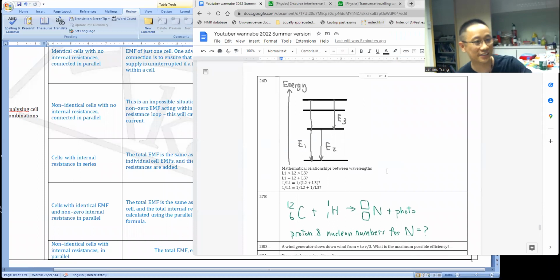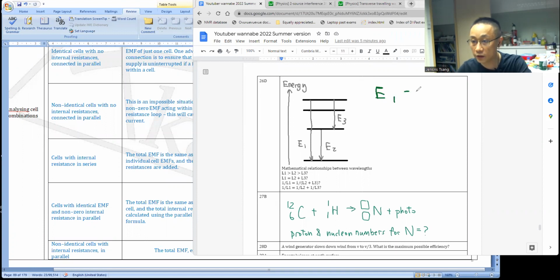Okay, question 26. They give you some energy levels. The diagram shows atomic transitions E1, E2, and E3 when a particular atom changes its energy state. So basically, you're referring to electrons jumping around. And E1, E2, and E3 correspond to the energy of the photons released. The question in turn asks for a mathematical relationship between the 3 wavelengths involved.